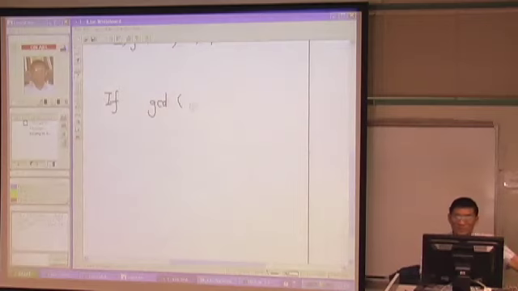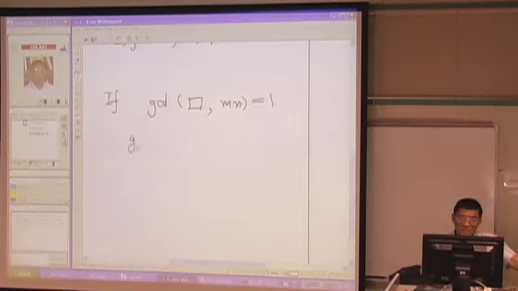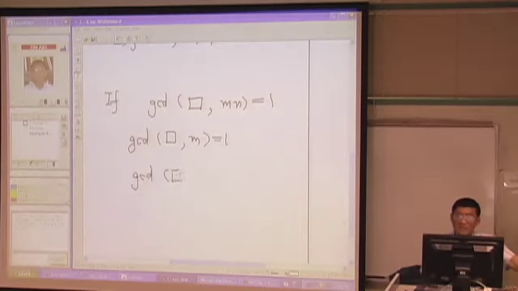If the GCD of the number and then M and N equals 1, right? If this happens, then GCD of the given number and M should be 1, and GCD of the number, so regard this as C, and N equals 1. Do you follow me?